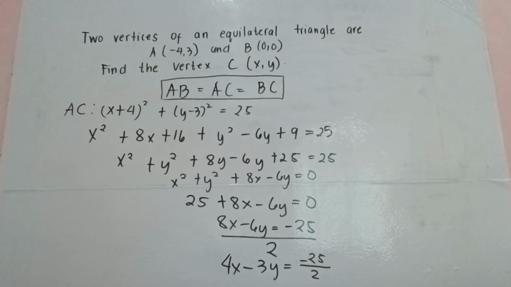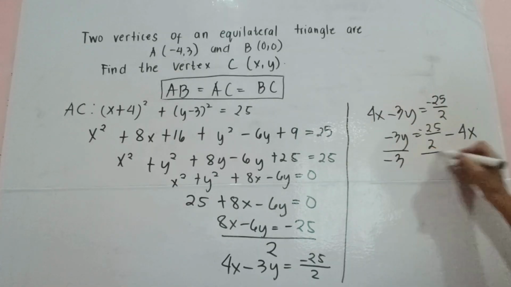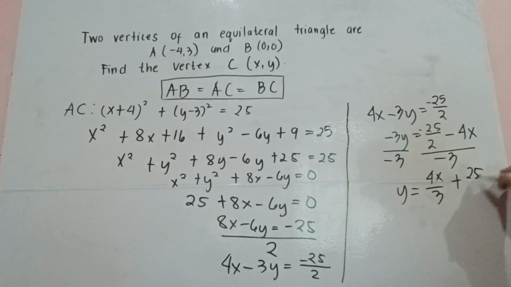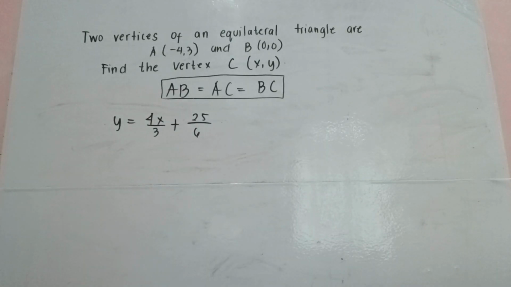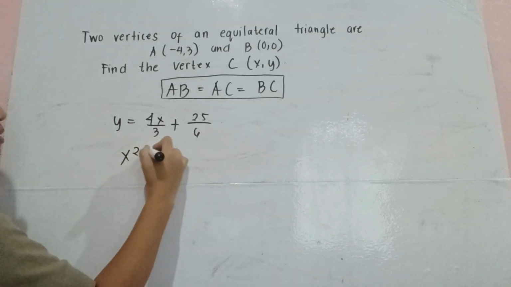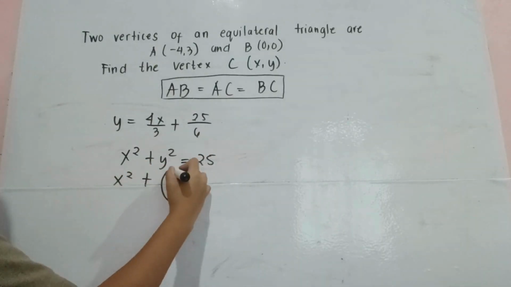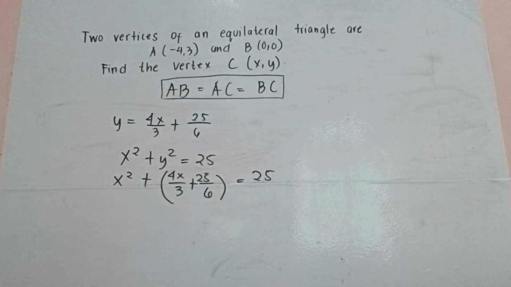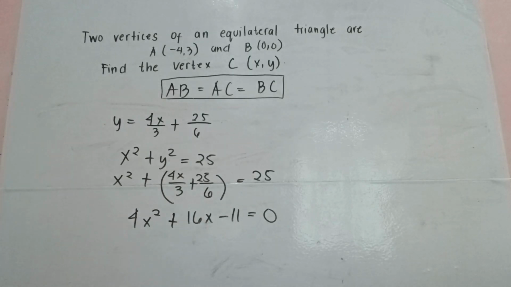Next, we'll express y in terms of x. This gives y in terms of x. Now, we can substitute this into the equation of BC, which is x squared plus y squared is equal to 25, to solve for x. Now we have, simplifying it would take us to, now we have a quadratic equation for x.